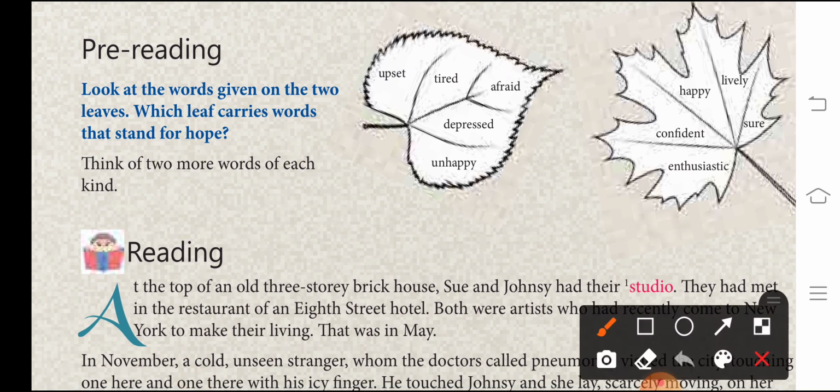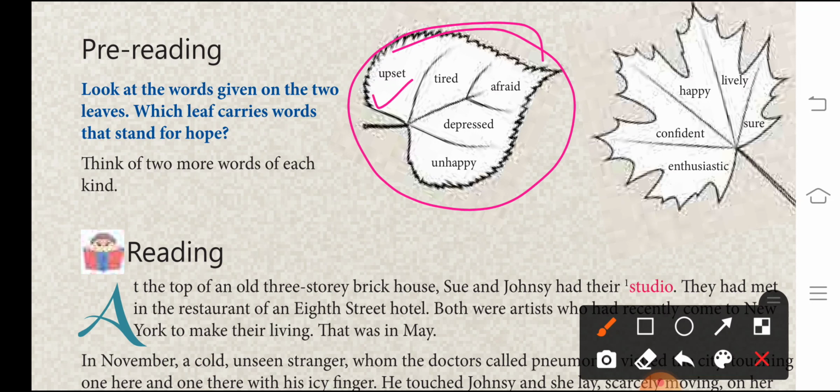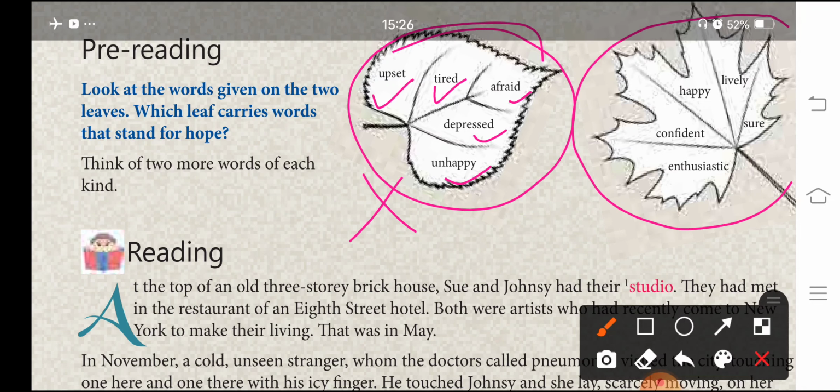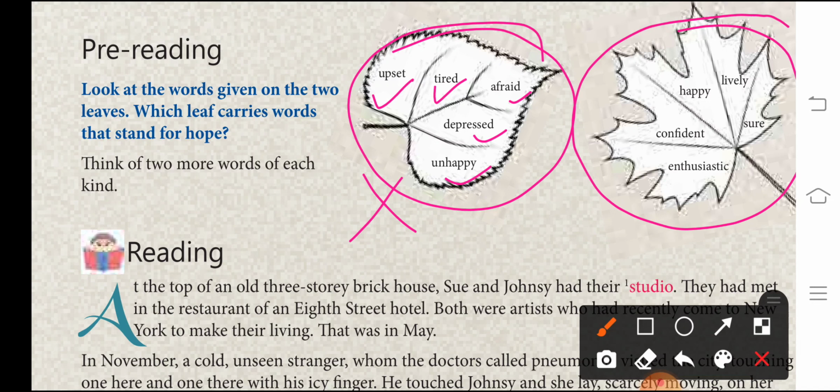So if we see this leaf, here the words given are upset, tired, afraid, depressed, unhappy. So these are not the words which are for hope. These are showing hopelessness actually, right? But when we see this leaf, here the words are enthusiastic, confident, happy, lively, sure. So these words are actually the words with hope. So in both of the leaves you have to add 2 words with the same meaning, the same expression. So here also you have to add, and here also you have to add.